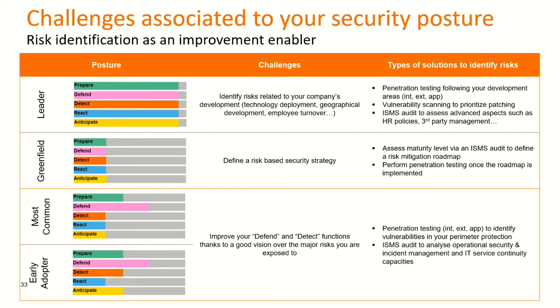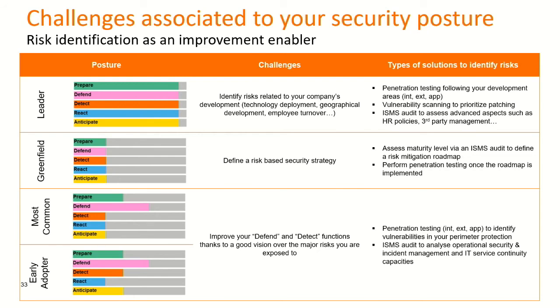Another type of solution that we will suggest to leaders is to perform some ISMS audits, but in that case, we will suggest focusing on very advanced aspects. What can those advanced aspects be? It can be, for example, the human resource policies, to make sure that your employees are bound by your legal contract, or third-party management, which can be a supplier that has access to some of your IT resources. It's also important for you to make sure that they are bound contractually and legally speaking, and that those third parties have also limited access to your resources. So it's also related to identity and access management.